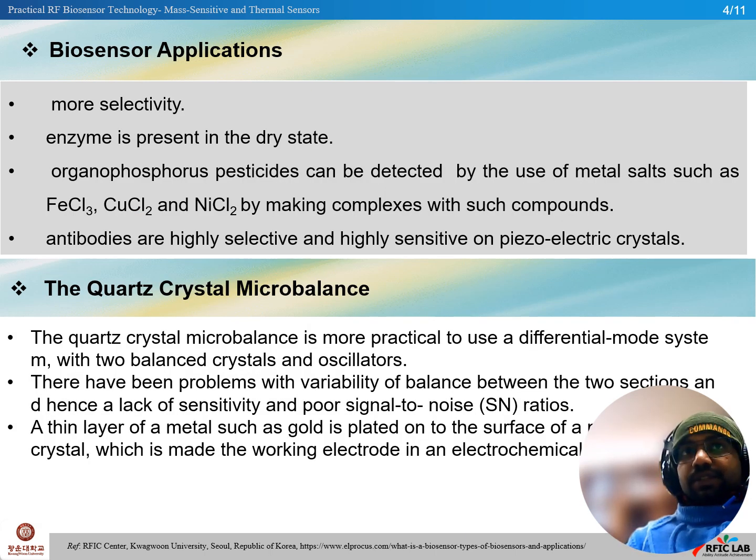Now, biosensor application. For biosensor application, the sensor should be more selective. The enzyme is present in the dry state, and organophosphorus pesticide can be detected by the use of metal salts such as iron chloride, copper chloride, and nickel chloride by making complexes with such compounds. And antibodies are highly selective and highly sensitive on the piezoelectric crystal.